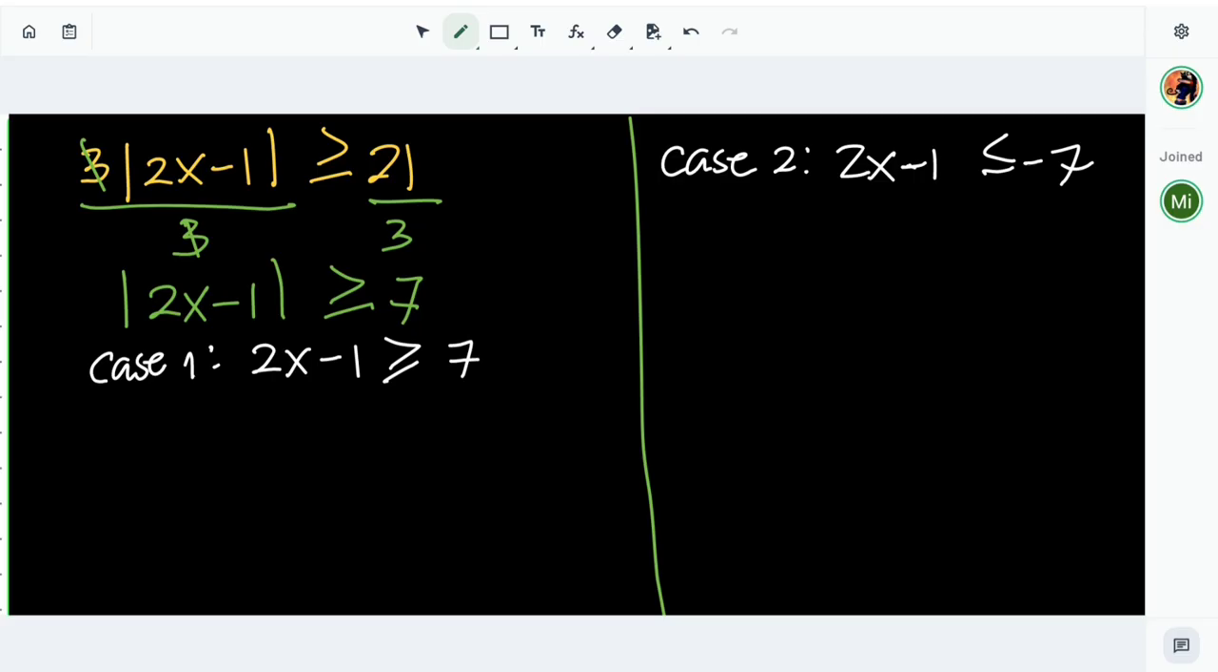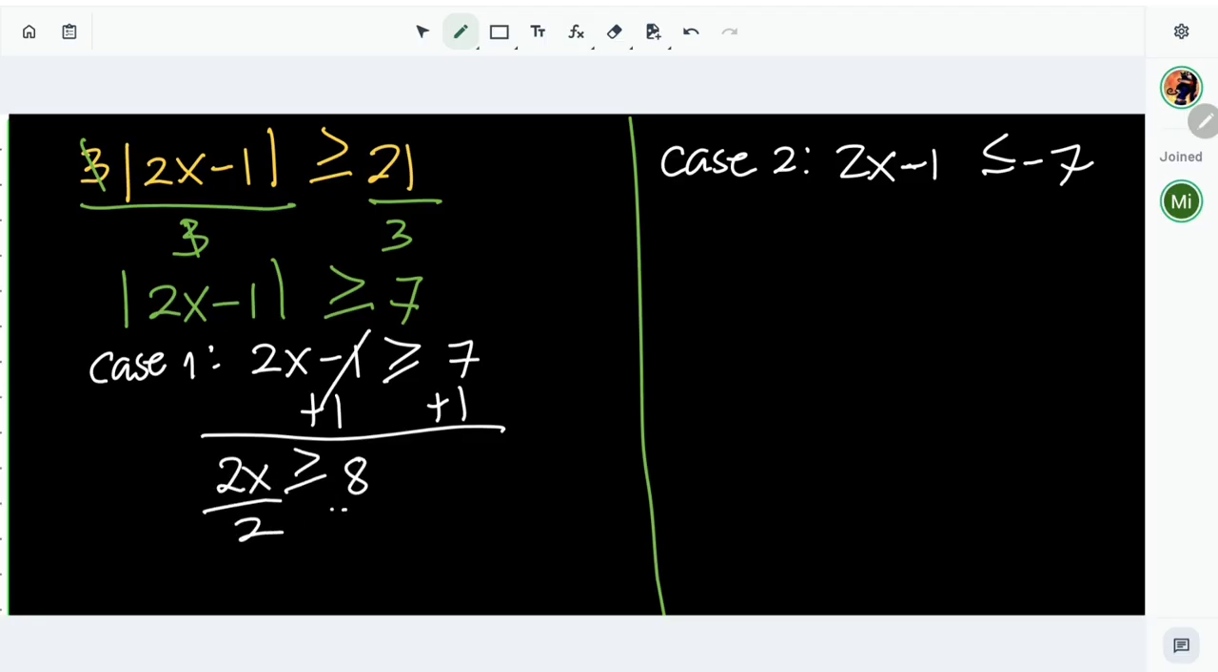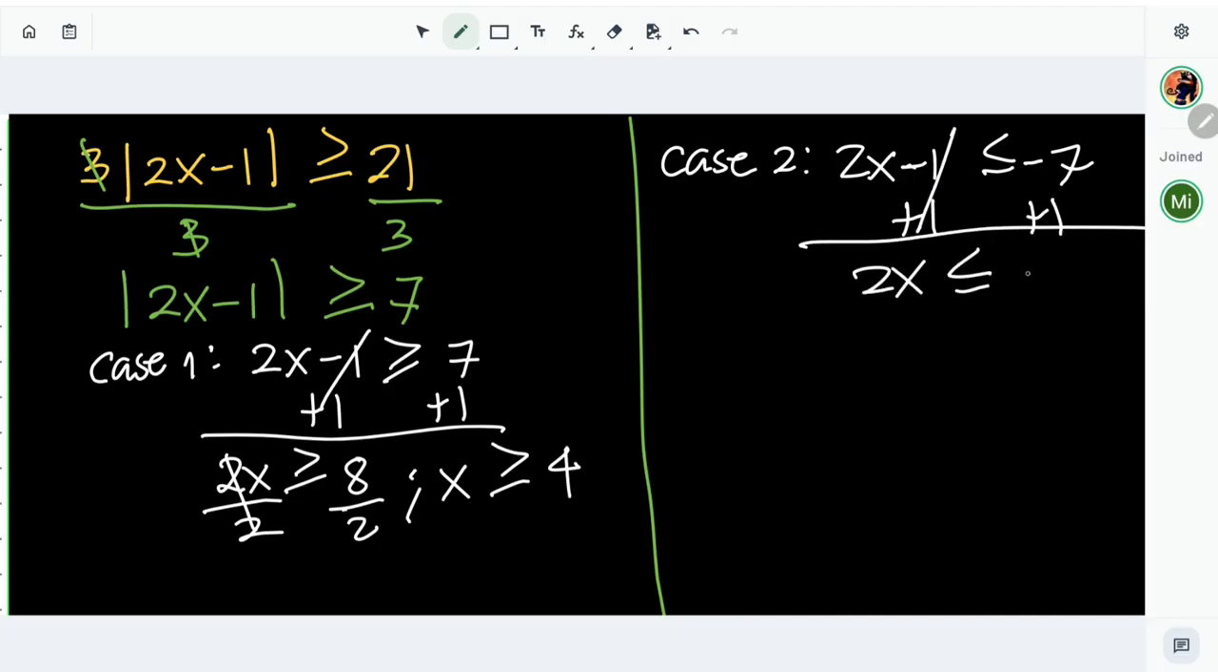Okay, now we solve for the value of x. Now we solve each case. We add 1 to both sides. So we have 2x greater than or equal to 8. Divide by 2. So x is greater than or equal to 4. Then the other case, we add 1 to both sides. We have 2x less than or equal to negative 6. Divide both sides by 2, so x is less than or equal to negative 3.